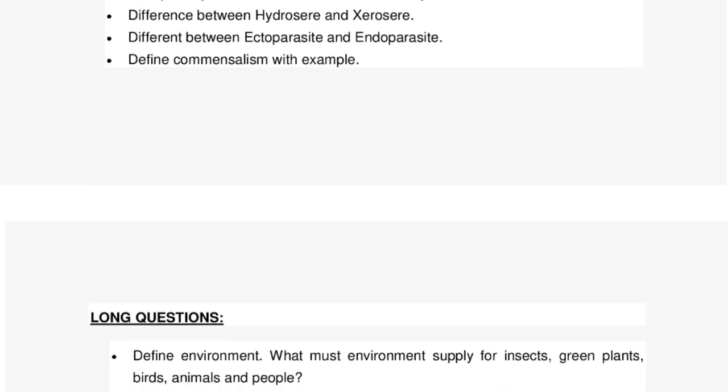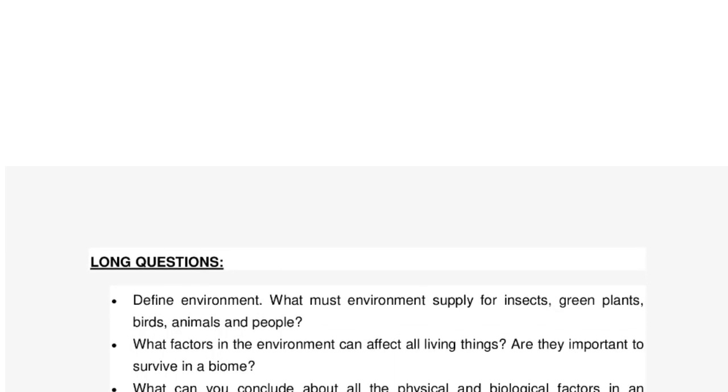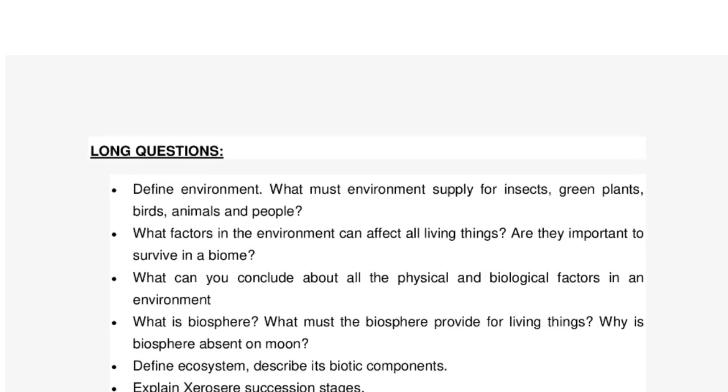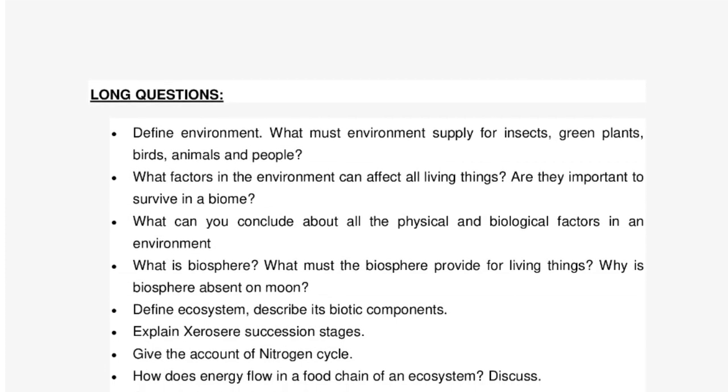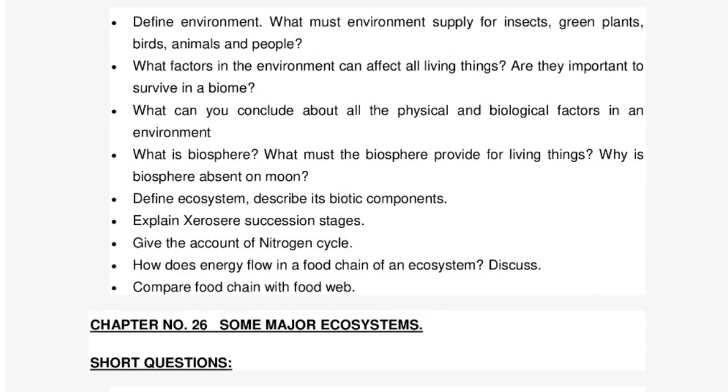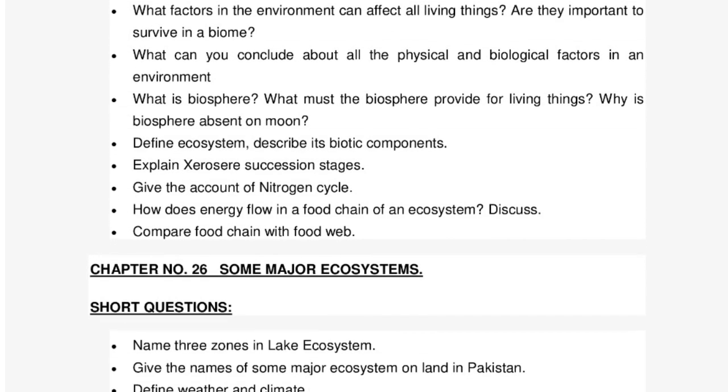Sketch 3 main steps in nitrogen cycle. What do you know about the term ecosystem? Define population and community. Define biosphere. Differentiate between synecology and autecology. How does primary succession differ from secondary succession?